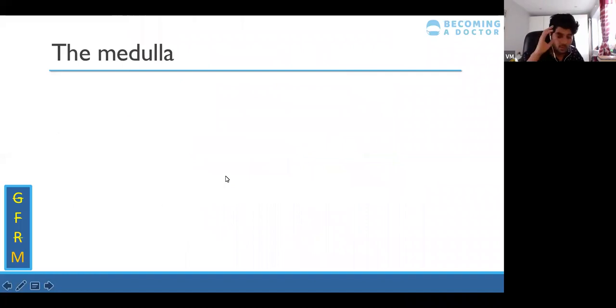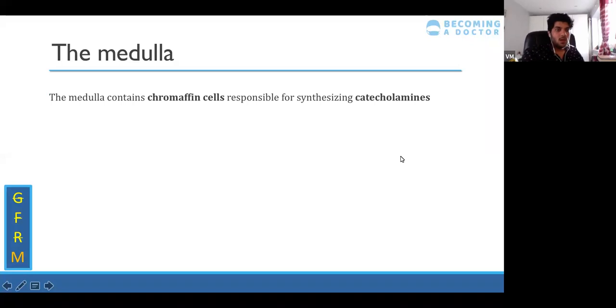Now let's have a look at the very core of the adrenal gland, the medulla. So the medulla contains chromaffin cells. They're specialized cells for the synthesis of catecholamines.